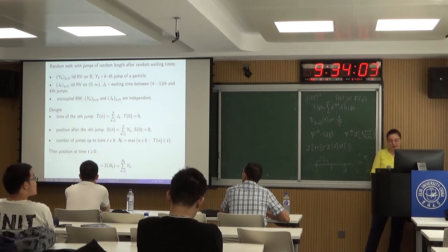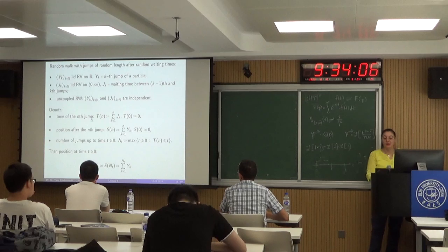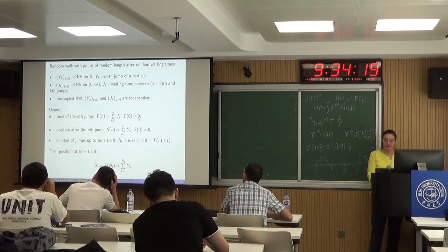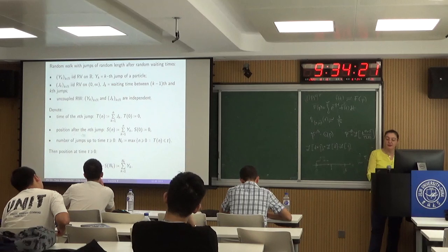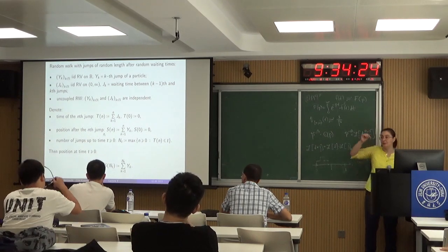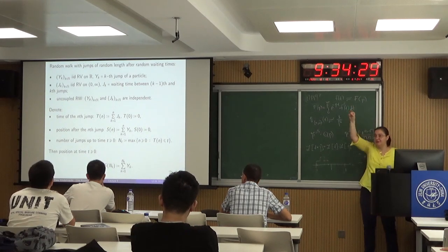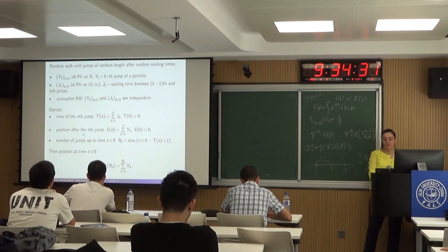So then how do we describe the path of this random walk? First of all, the time of the nth jump, jump number n, is described by a random variable T_n, which is just the sum of the first n waiting times. Agree? And T_0 is defined to be 0. Then the position after the nth jump is just the sum of the first n jumps. So we start at 0, and then each jump adds something to our position. S_0 is defined to be 0.